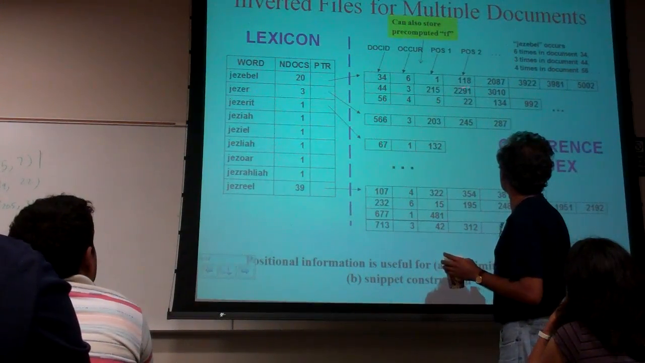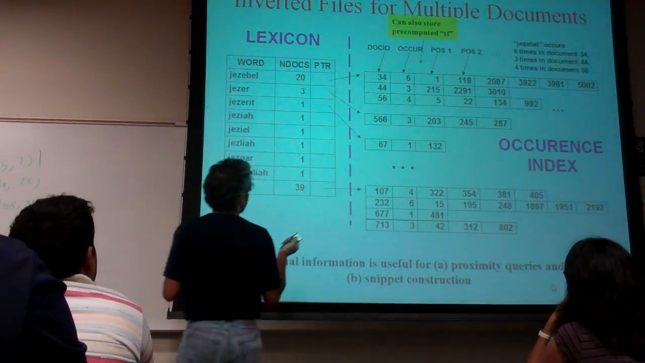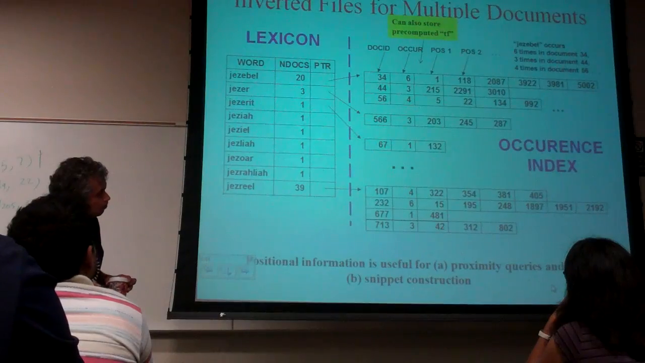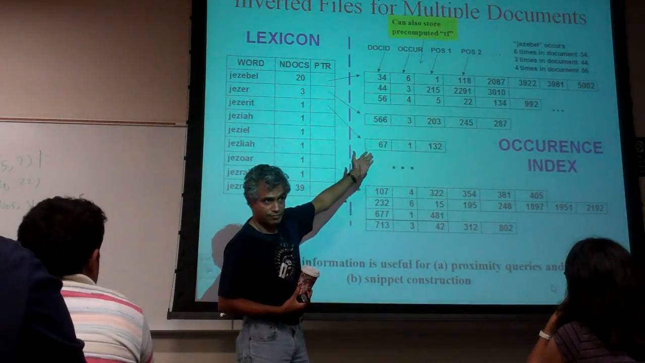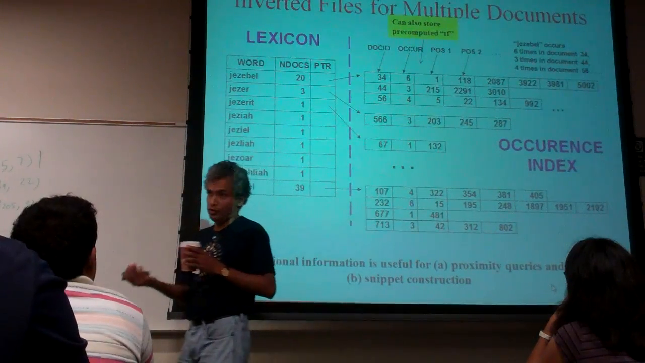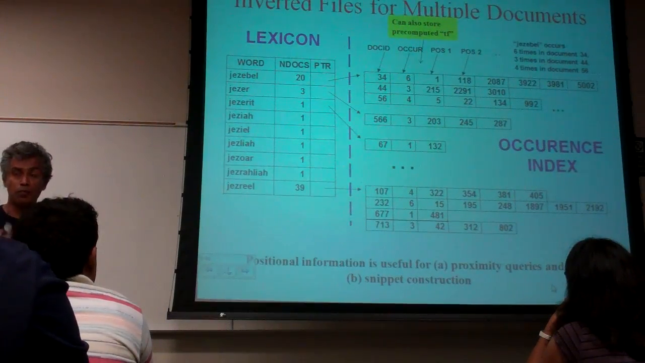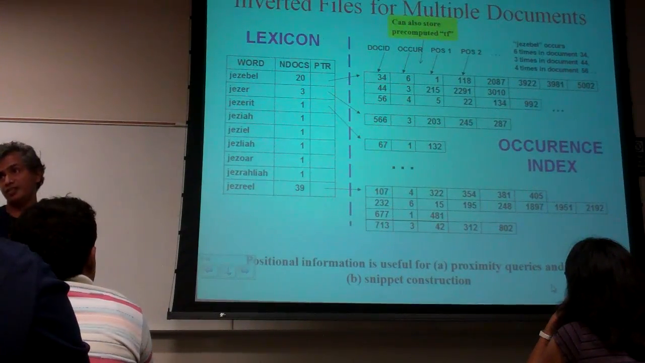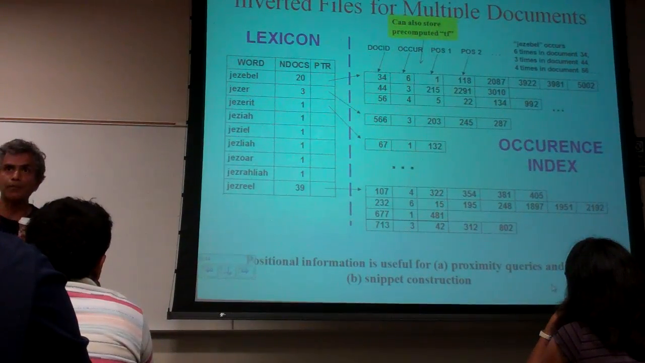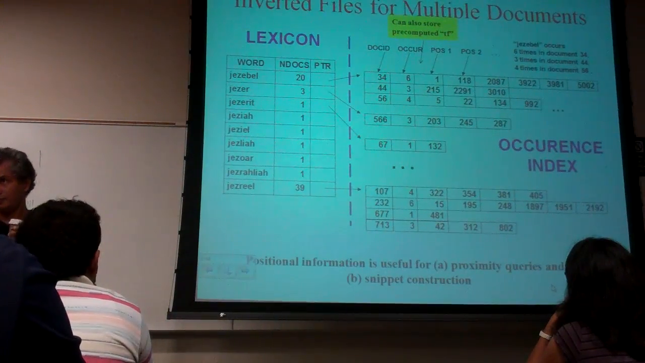So that's basically the data structure entries. This is your occurrence index afterwards, and the positional information will be helpful in computing the proximity. This is basically what an inverted index is, and mostly what you want to do is use this inverted index to compute the similarity matrix. It would just help you because all the zero entries won't even come up for consideration.